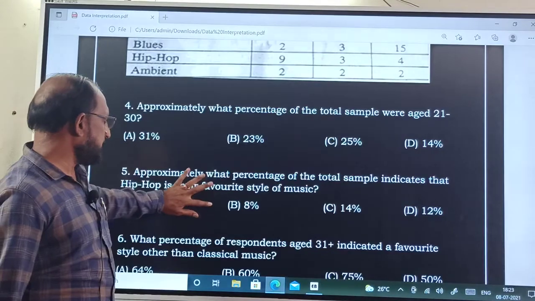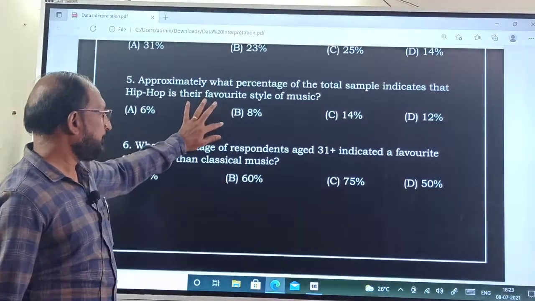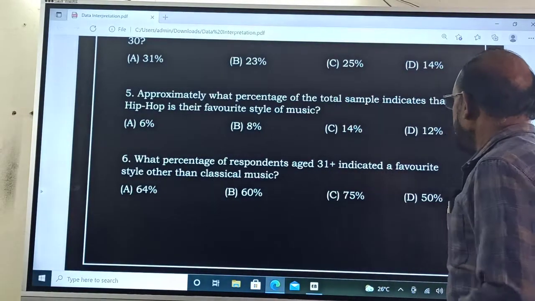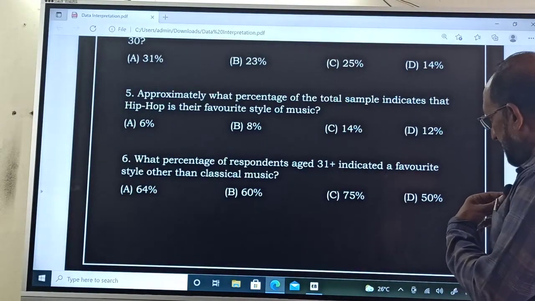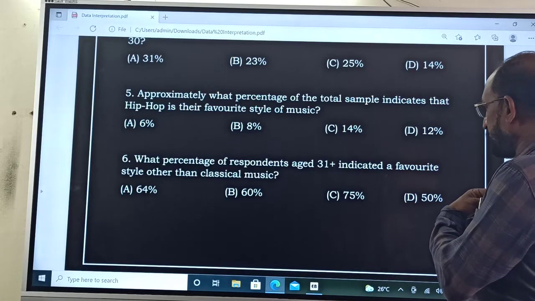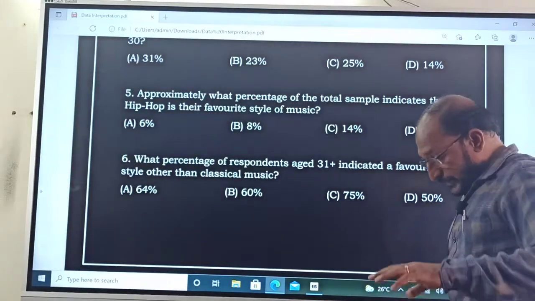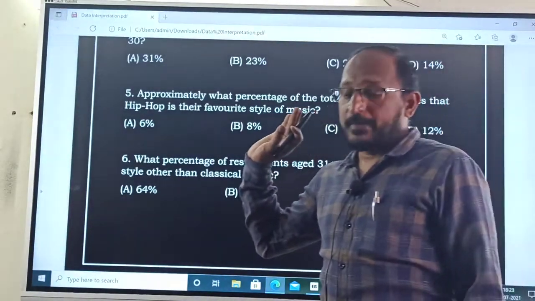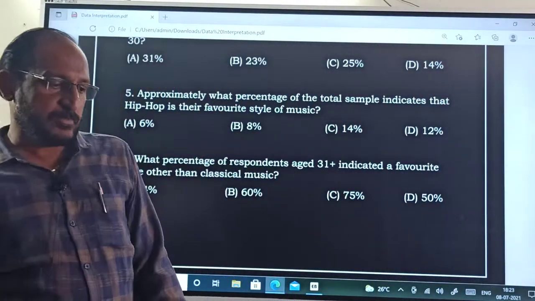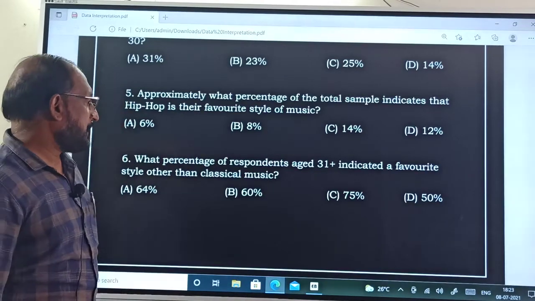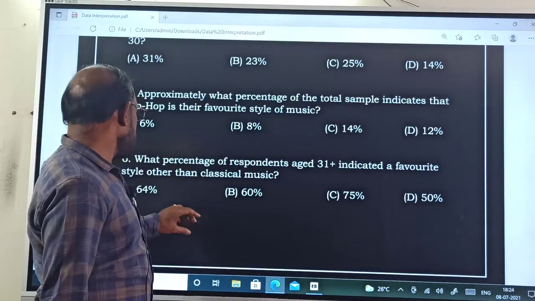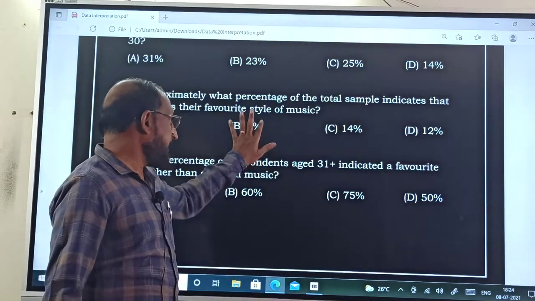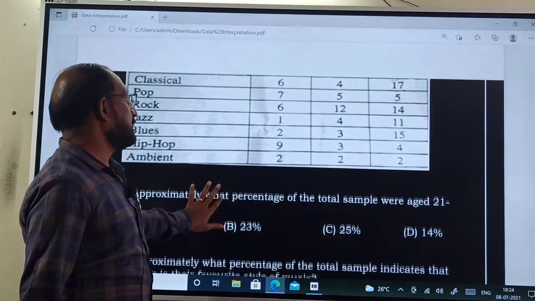The problem is another one. What percentage of the respondents aged 31 plus indicated a favorite style other than classical music? Other than classical music, aged 31 plus. Among those 31 plus, 68, we take minus classical. So how many classical are there in total? You have to check. 33, sir. 33 is there.